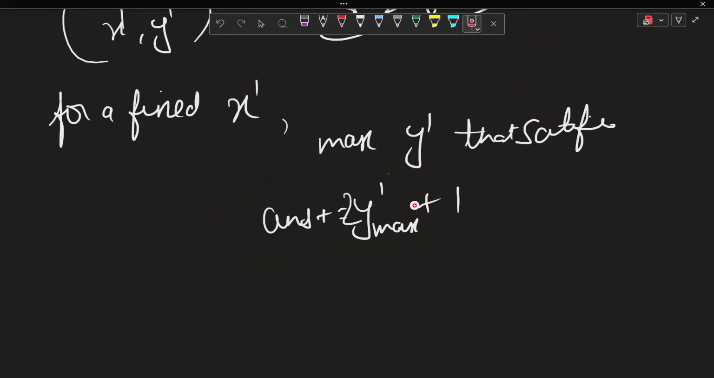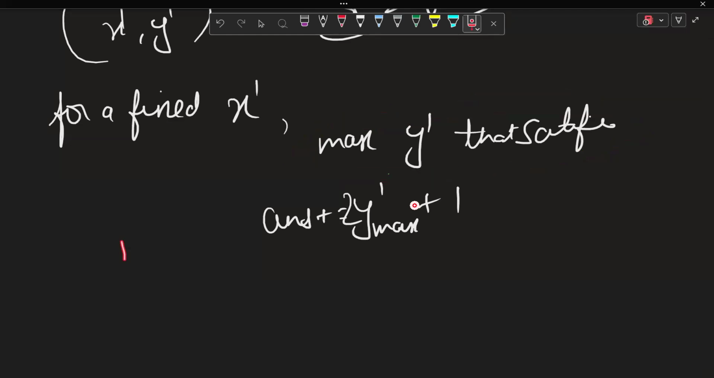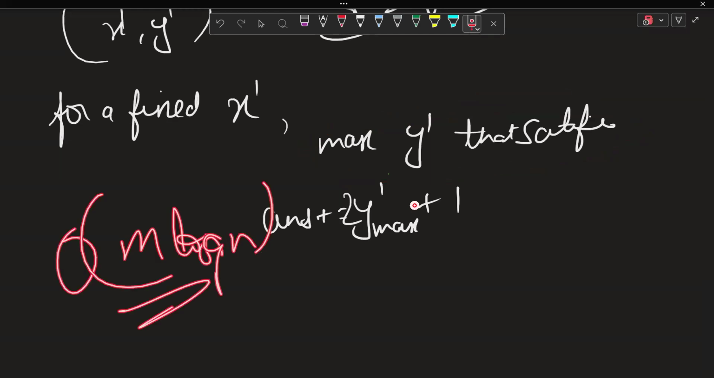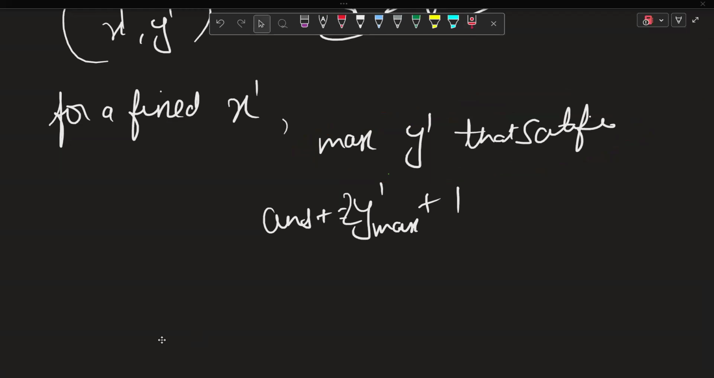So if for a fixed x you can find the maximum y dash that you can have, then in your answer you would just add these many points for that x. So if you iterate over all the x and somehow you can find this thing in at max log n time, then in order of m log n, you can solve this problem. So let's try to find how you would find this maximum y optimally.